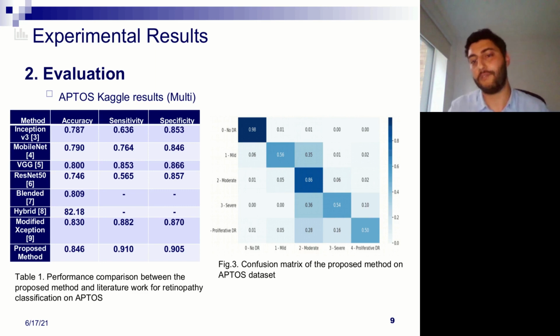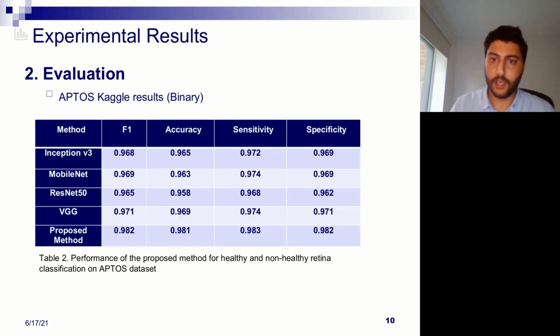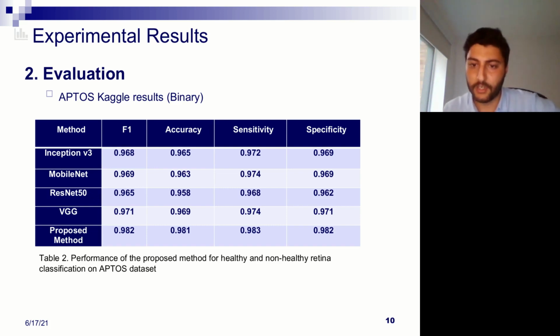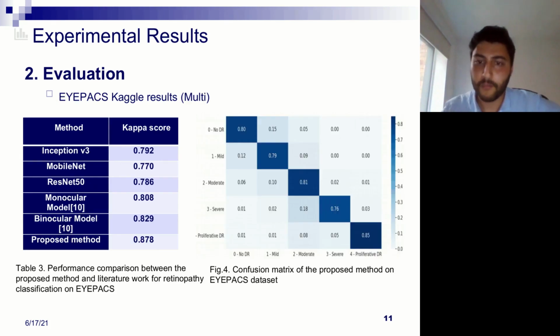On the right side is the confusion matrix, with the accuracy for each class. Again, this is the binary case, whether it's healthy or unhealthy. The model also performed really well compared to the baseline models. The other papers have not reported binary classification, so they are not included here.